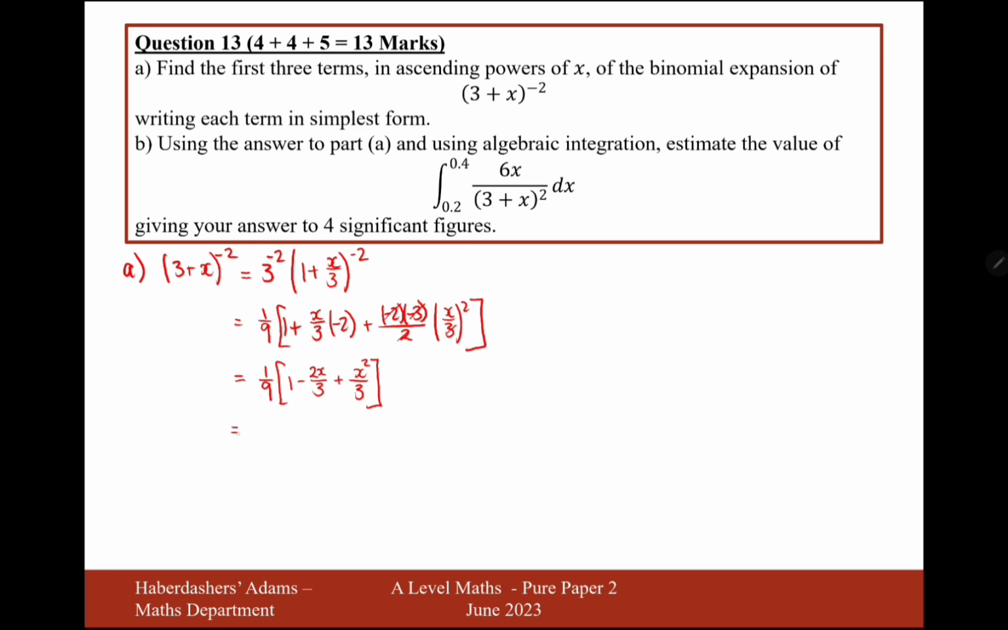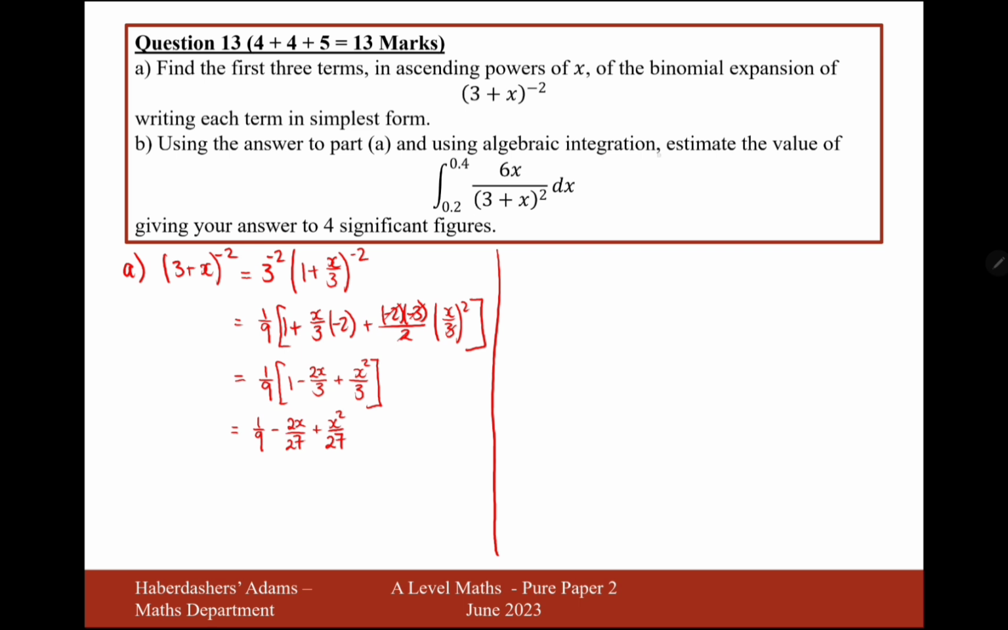And then we'll expand the brackets with the 9, so it's 1 over 9 minus 2x over 27, add x squared over 27. Lovely, there we are, that's the answer to part A.